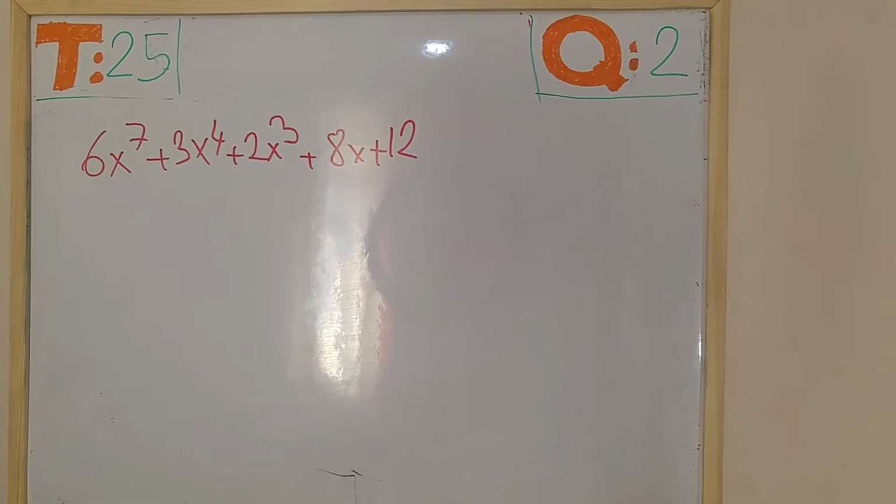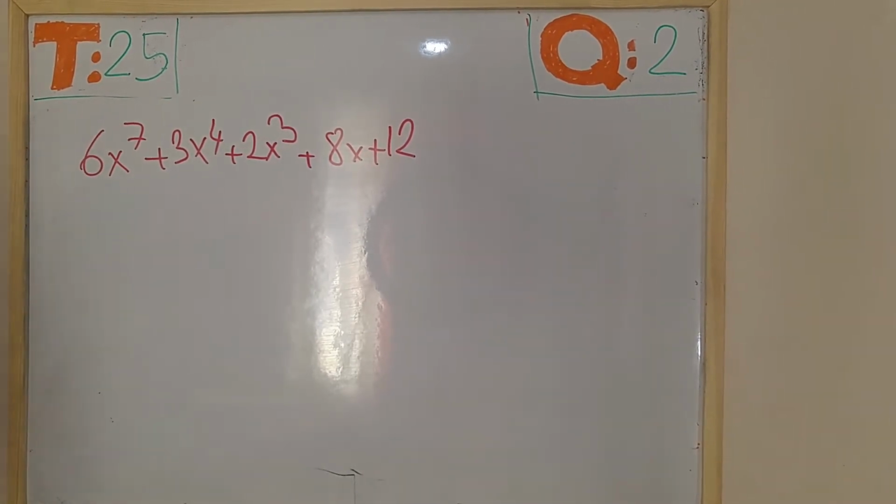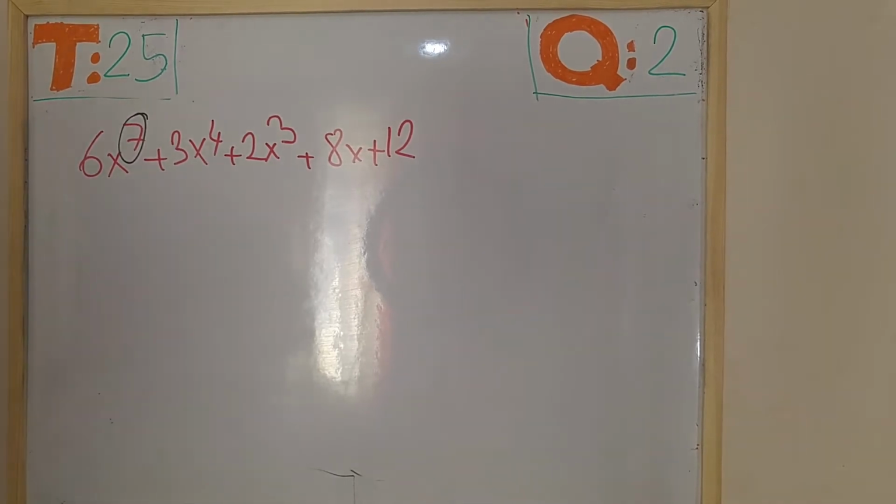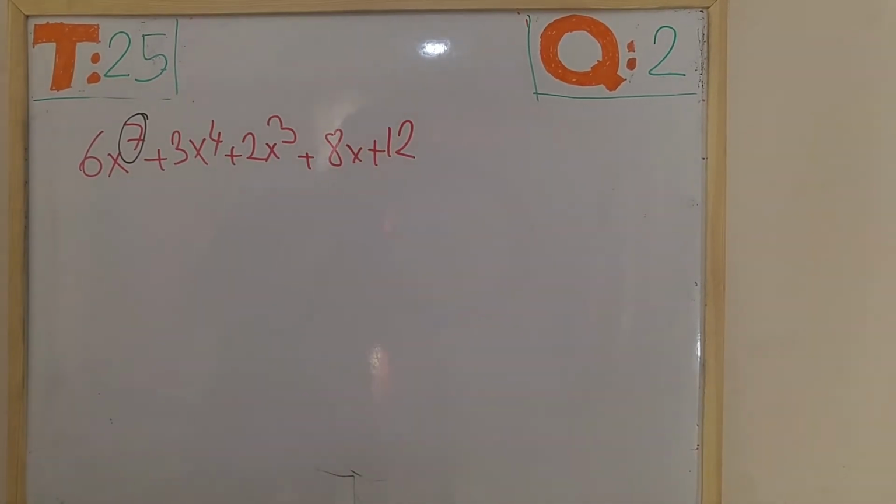The degree of a polynomial is the highest power of x we have, and here the highest power of x is 7. That's why the degree of this polynomial is equal to 7.